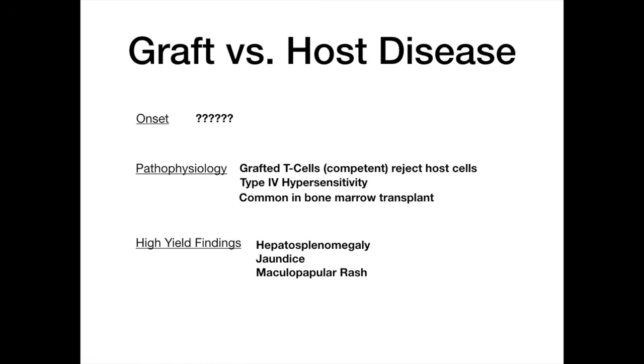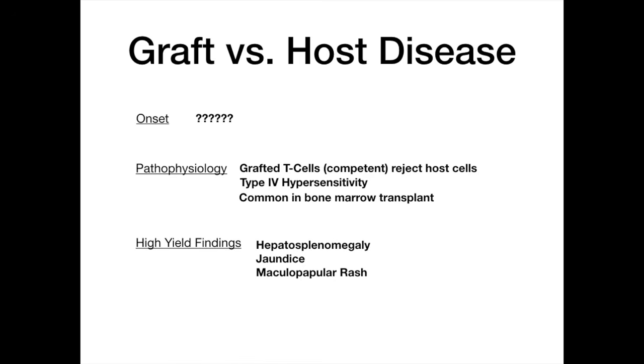So this is a type 4 hypersensitivity reaction where the grafted cells look in their new environment and they're like, I don't like what I'm seeing here. I'm going to cause some damage. So that is what graft versus host disease is. And if you think about the name, it's the graft versus the host. So the graft is attacking the host because it perceives its new host as being foreign. Okay? This is very common in bone marrow transplants.